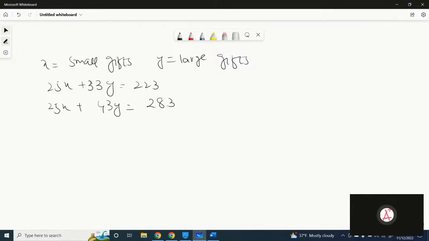Okay, you can use any method. Got it? So let's start with the augmented matrices method. Because they have the same x value, that would be easy to solve. 25, 43, 223, and 283. Got it? So in the first row, you have to write 1 and 0. For the first equation, divide the first row by 25 to make it 1.